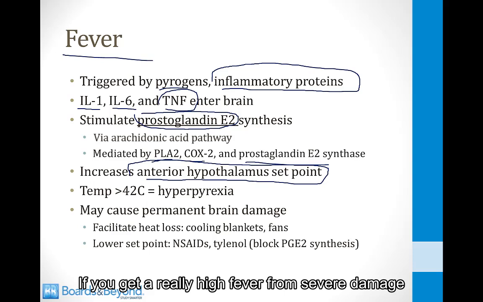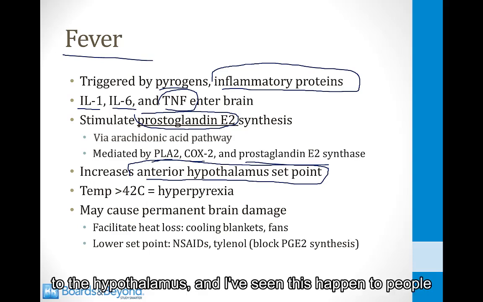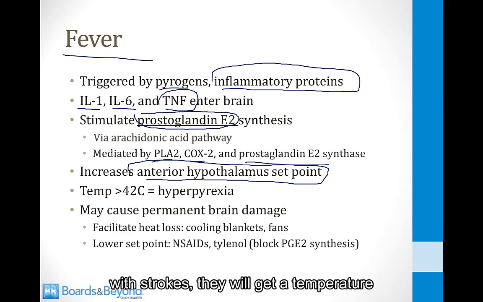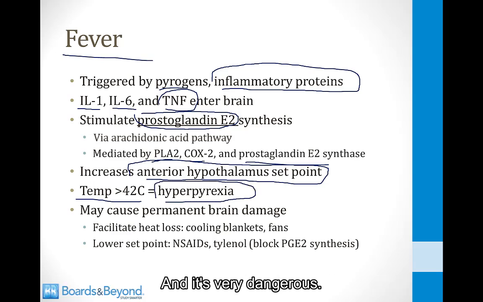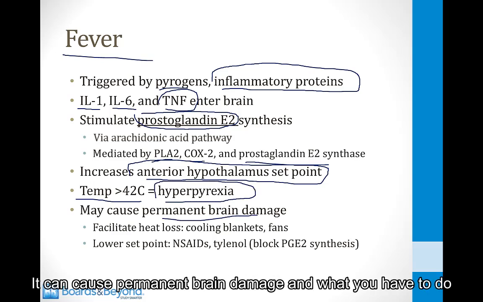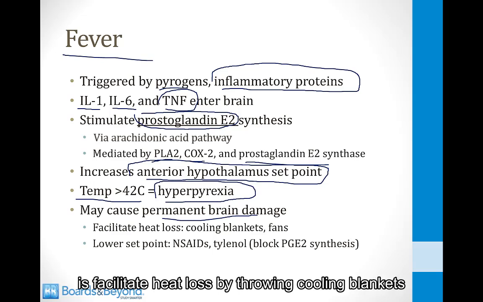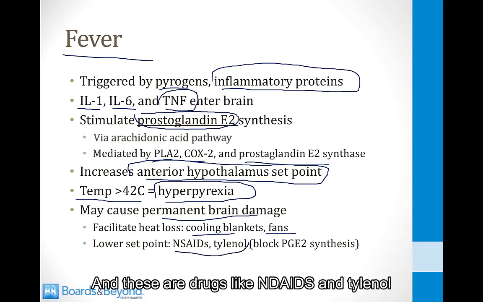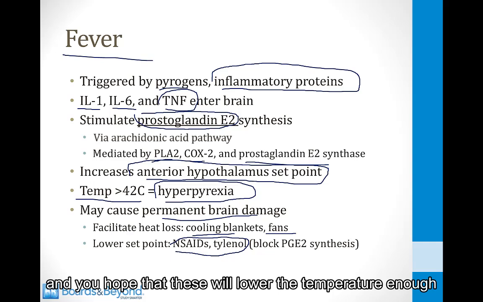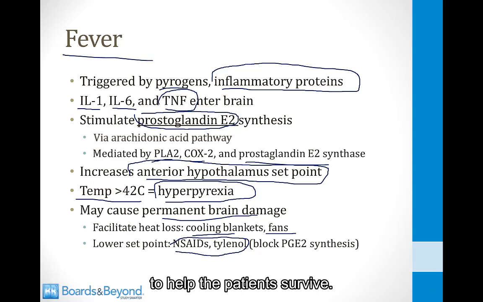If you get a really high fever from severe damage to the hypothalamus, and I've seen this happen to people with strokes, they will get a temperature over 42 degrees Celsius, and that's called hyperpyrexia, and it's very dangerous. It can cause permanent brain damage, and what you have to do is facilitate heat loss by throwing cooling blankets on people, putting fans on them, and then you also give drugs which block prostaglandin E2 synthesis, and these are drugs like NSAIDs and Tylenol, and you hope that these will lower the temperature enough to help the patient survive.